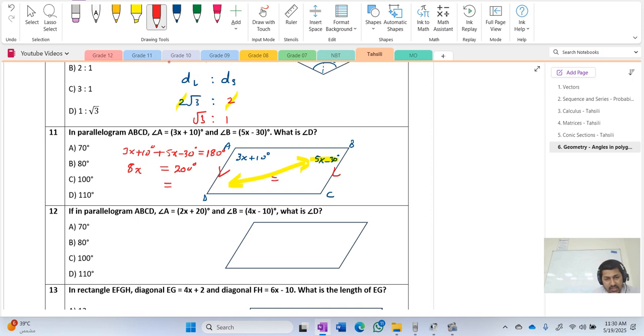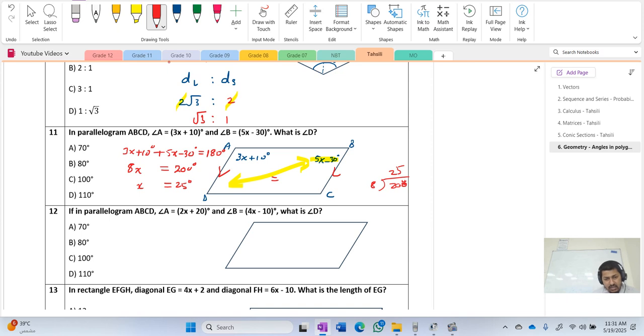Now, if x is 25, remember angle D is the same as 5x minus 30. So we're going to take 5 times 25 minus 30 degrees. 5 times 25 is 125. Let's see if we have done this correctly.